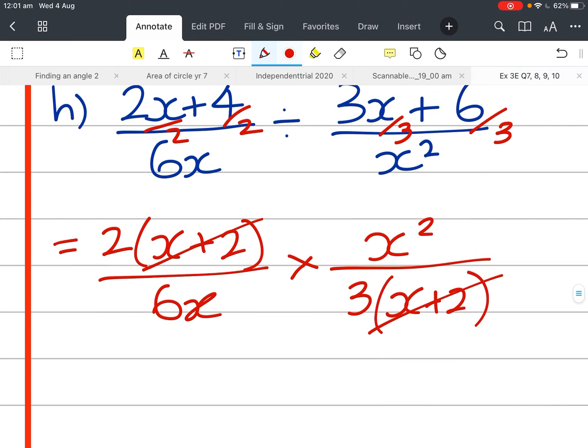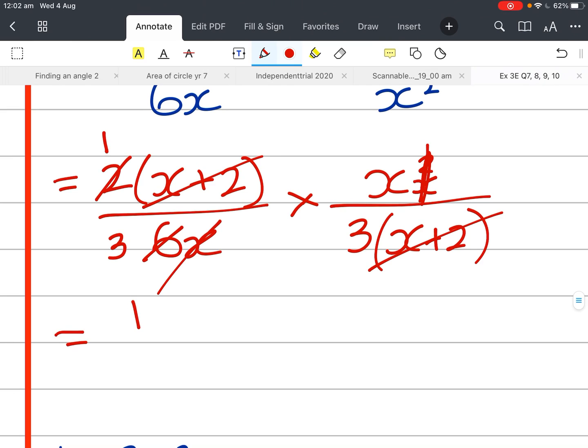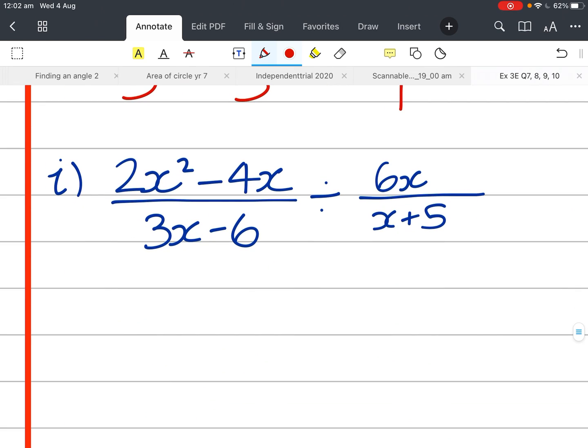Remember, x squared is the same as having two x's like that, xx next to each other. So one of these x's can go with that x, or just the squared if you prefer. And I've got a 6 and a 2 here. 2 goes into 2 once. 2 goes into 6 3 times. So I'm left with 1 over 3 here and x over 3 here. Let's multiply them out. 1 times x is x. 3 times 3 is 9.